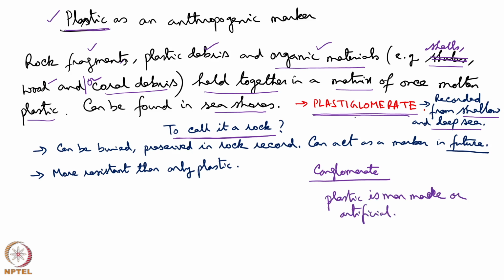So, that is why once some rock fragments, plastic debris or organic materials are held together by once molten plastic, geoscientists doubt whether to call plastiglomerate a rock or not, but loosely speaking we can call it a rock. We can call it a rock.